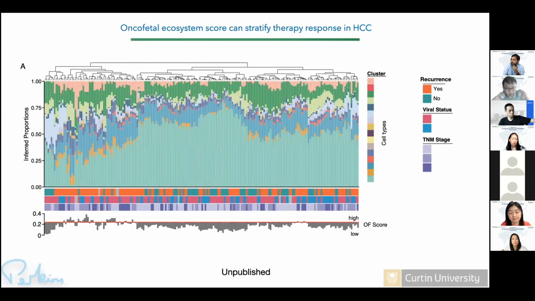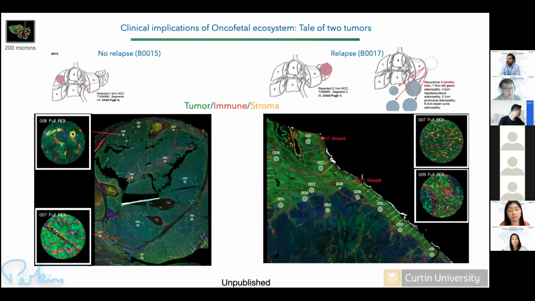So this is compiling a lot of data in just one single slide. As I said, this work is currently under review, so I can't reveal much, but what we identified is that some of these fetal-like cells could really classify the patients who will have more chance of relapse compared to another group of patients. So we found these two groups of relapsed patients, one group with very high oncofetal cells.